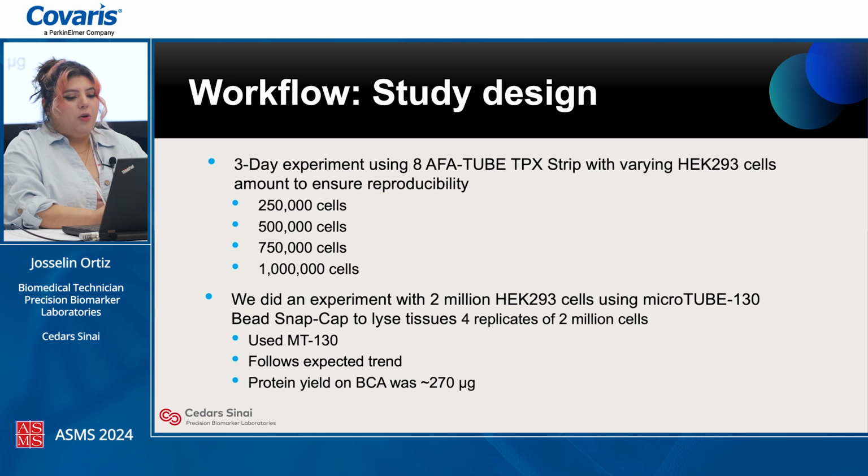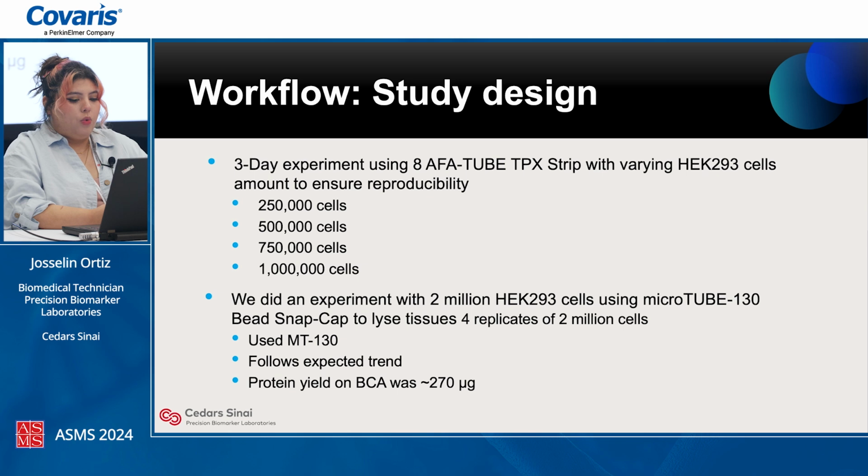So knowing that we were moving forward with Covaris to lyse our cells, we had to perform a reproducibility experiment to determine whether we could achieve consistent results. And so we conducted a 3-day experiment using the strips with varying amounts of HEK293 cell populations in order to ensure reproducibility. And we tested 4 different cell populations.